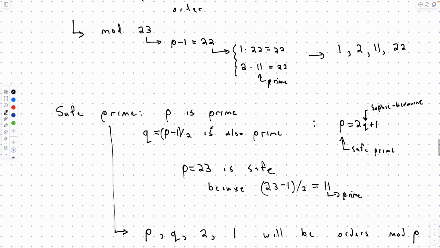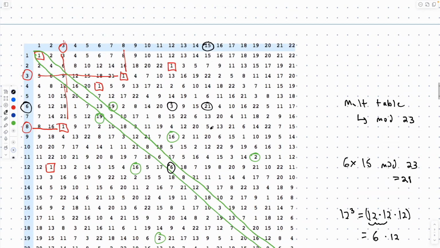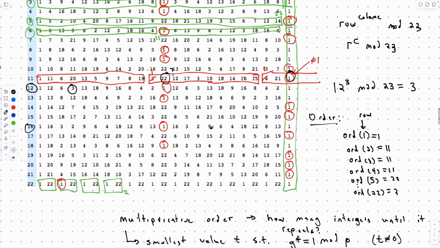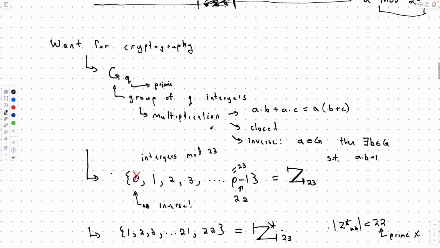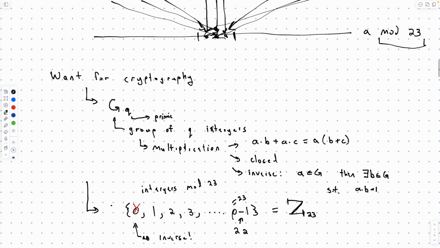Okay. Now let me back way up. So I started showing you these things, and we were circling things, and I think we probably lost our way. I want to go back to what I wanted. What I wanted was a group of q integers.